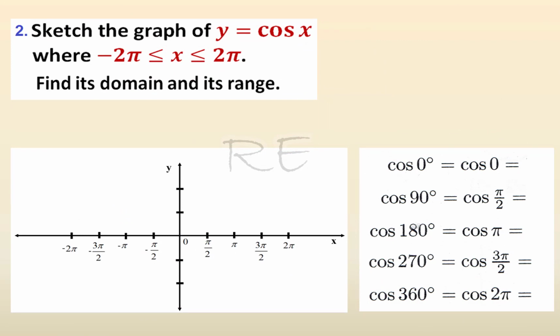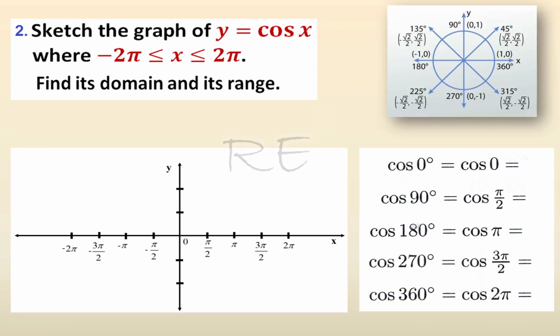We will apply the same technique for the graph of cosine. Y is equal to cosine x between negative 2 pi and 2 pi. The 5 key points are cosine of 0, which is the x coordinate. Cosine of 0 is equal to 1, so we start at 1. Cosine of pi over 2 is equal to 0 from the unit circle.